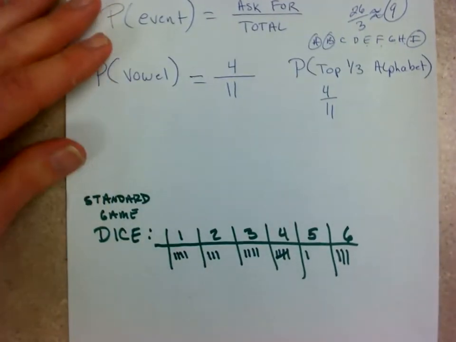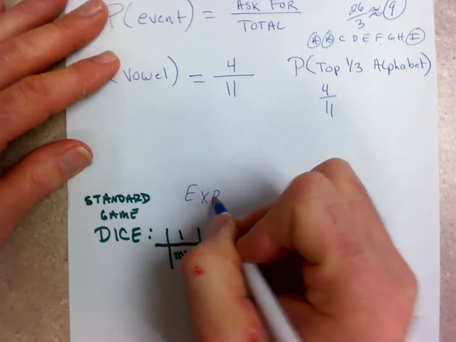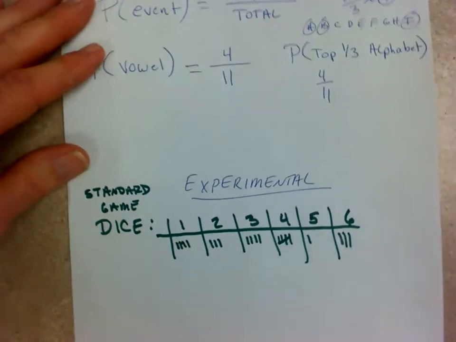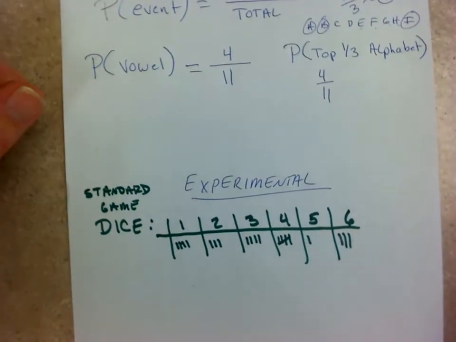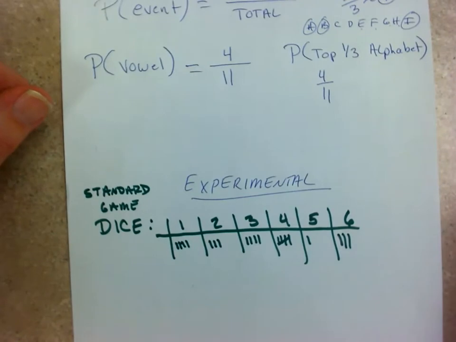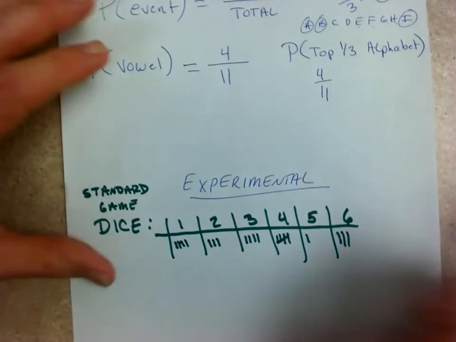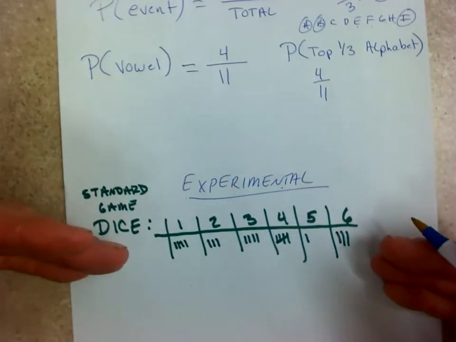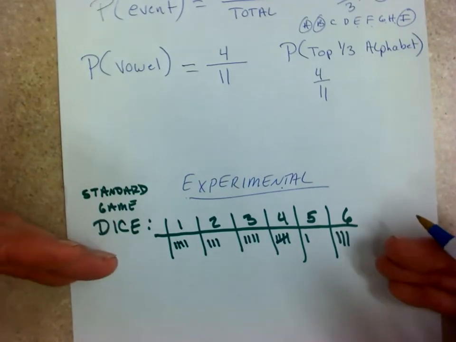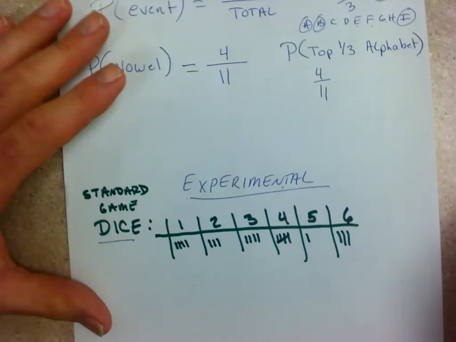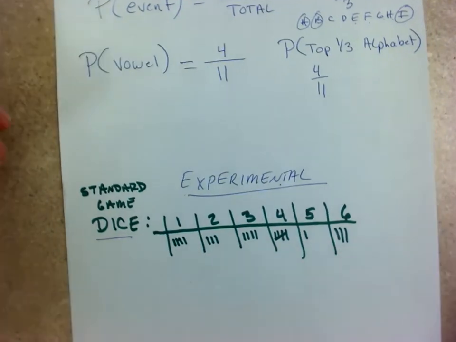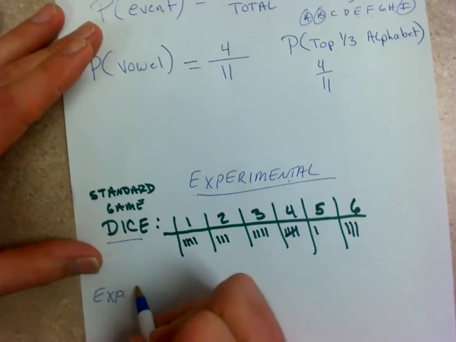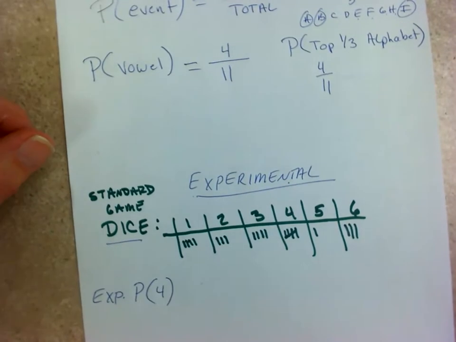Now, what we're comparing this to is experimental probability. I've already conducted a little experiment here. I rolled my standard game dice and I recorded my results. The root of the word experimental is experiment, so some form of an experiment has had to have been conducted. Our experiment for this problem was that I rolled the dice and recorded our results.